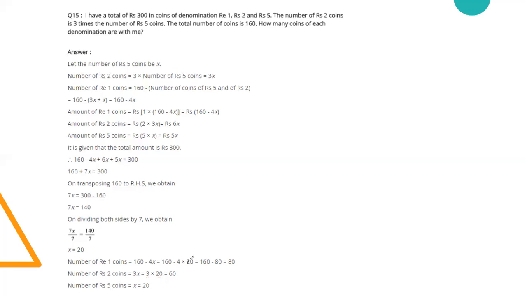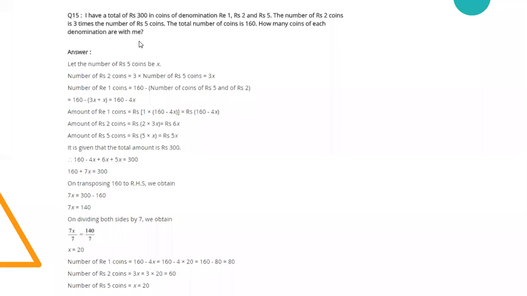160 minus 4 into 20. I've just substituted x as 20. And now 4 into 20 gives us 80, isn't it? So 160 minus 80 gives us 80. So guys, I hope that was quite easy and interesting.